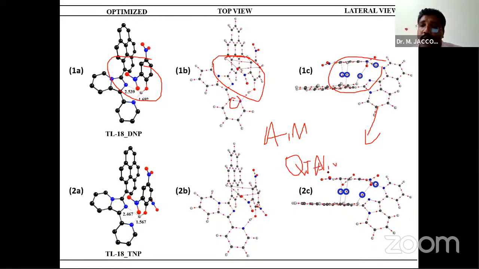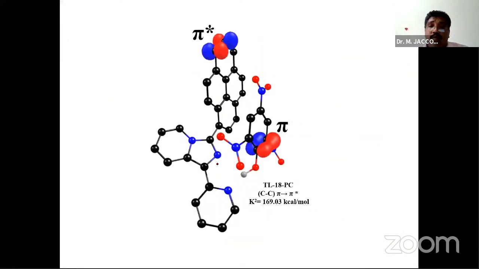And this is a software, AIM 2000. We were able to identify the nature of the intermolecular hydrogen bonding interaction, and then we quantify them and we support. These are all the pi to pi star transitions, which are responsible for stabilizing the picric acid with the dye.